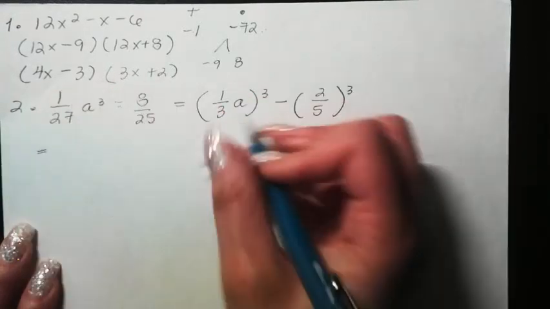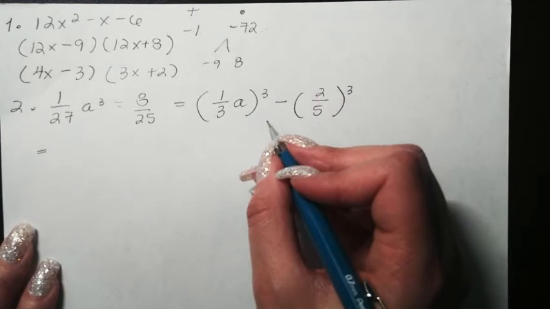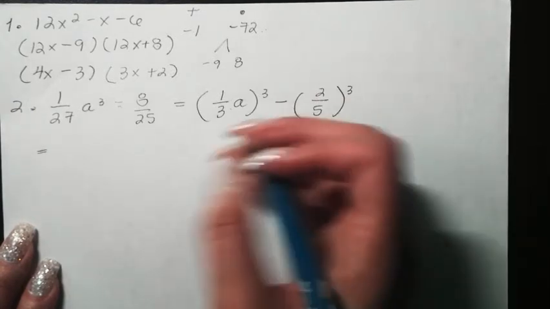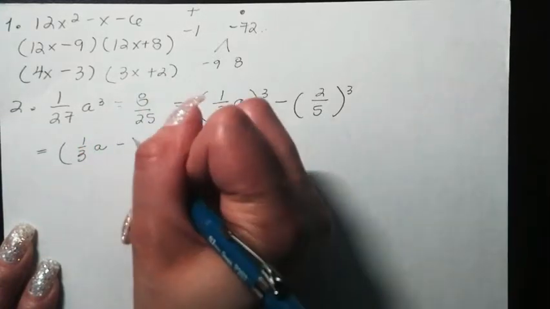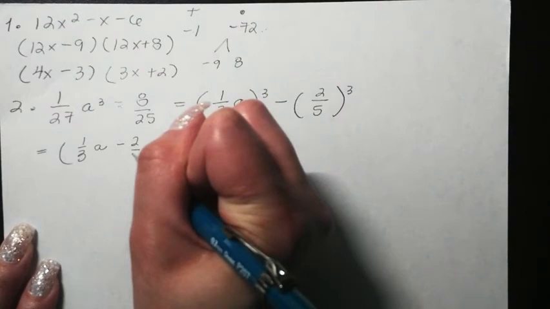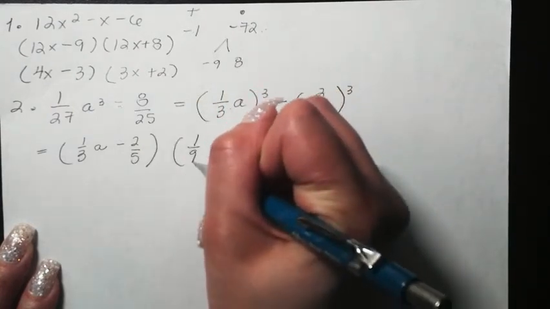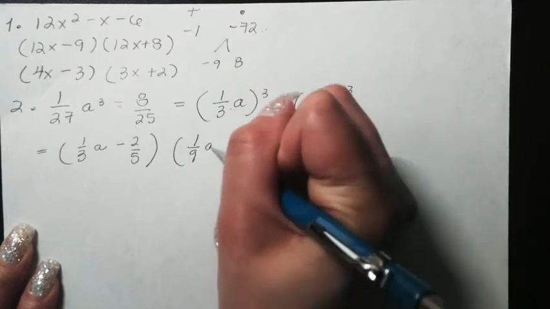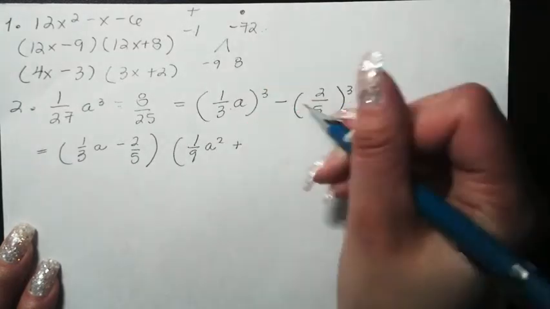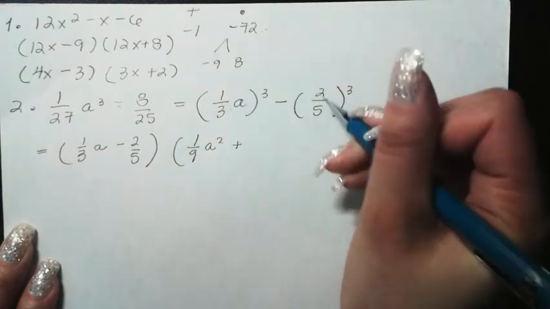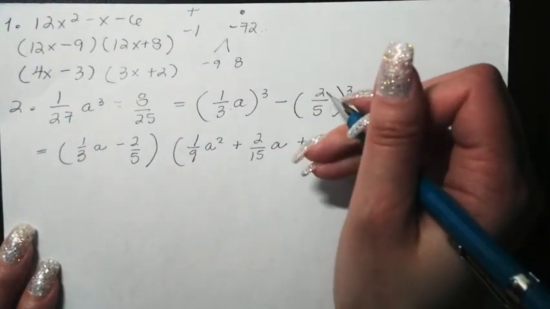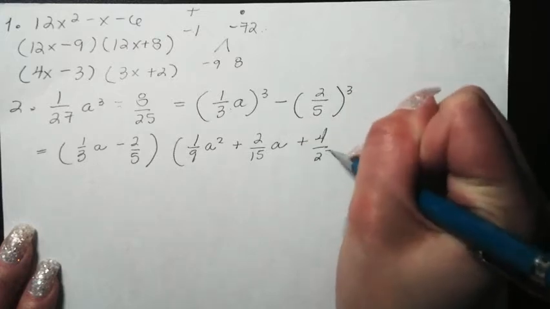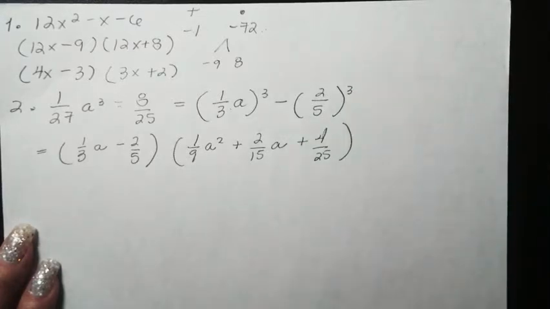So this is going to be equal to, if you remember the formula, this one minus this one because it's the difference: 1 over 3a minus 2 over 5, times this one squared, which is 1 over 9 a squared, plus the multiplication of this one and this one, which is 2 over 15 times a, plus the 2 squared, which is 4, over the 5 squared, which is 25. And that's it for number 2.